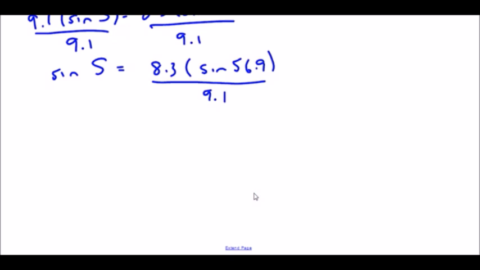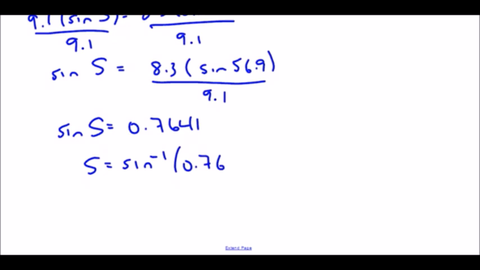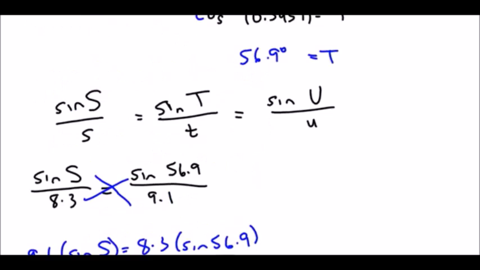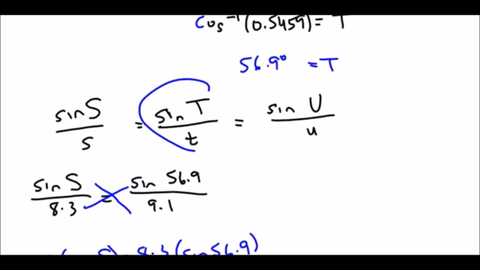I get 0.7641. So sine s is 0.7641. So if I inverse sine that, I will know what angle s is. So angle s is 49.8 degrees. And now I'll do basically the same math, and this time I will take this in order to solve for u. So let's just grab a different color to differentiate it.